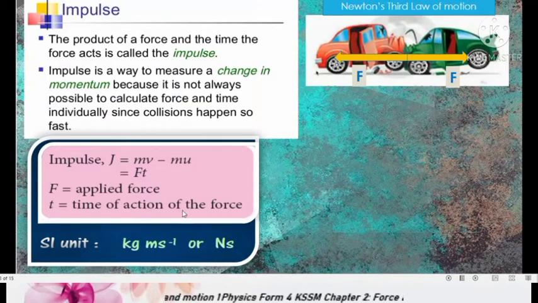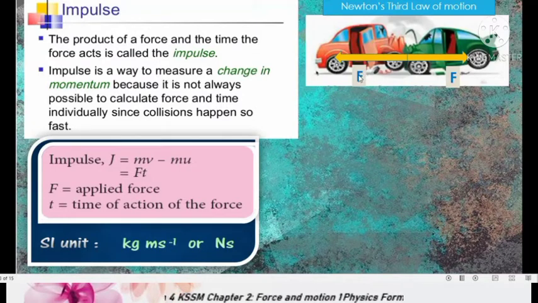Based on the formula, what is the SI unit for impulse? You can look at the formula here. Impulse equals the change in momentum. The unit for momentum is kilogram meter second to the power -1, so this is also the unit for impulse. Or if we refer to the formula F times t, we get the unit Newton second. So you can use either one of the units as the unit for impulse.